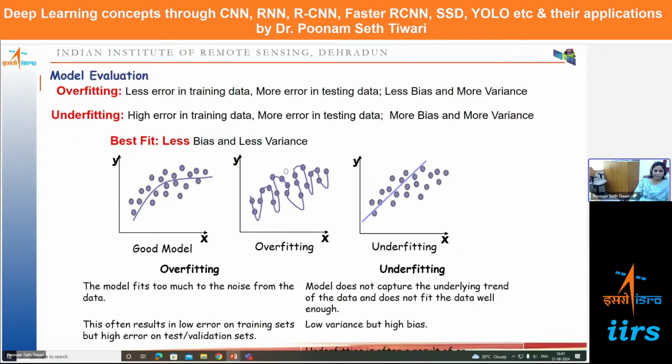You can see here, overfitting is less error in the training data, more error in the testing data. So less bias and more variance. It has gone into fitting each and every detail of the data set, but when you provide the testing data, it will not give you good results. Underfitting means it is giving more error in testing as well as training. A good model should be a best fit model which gives less bias and less variance.